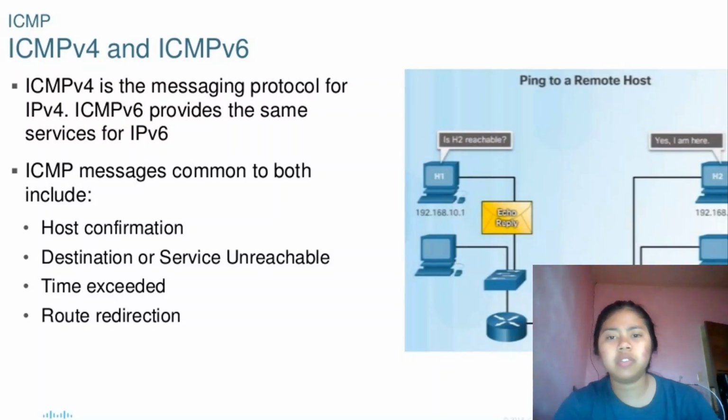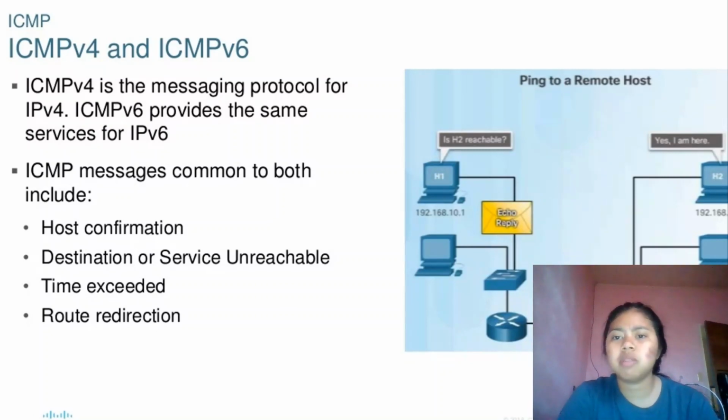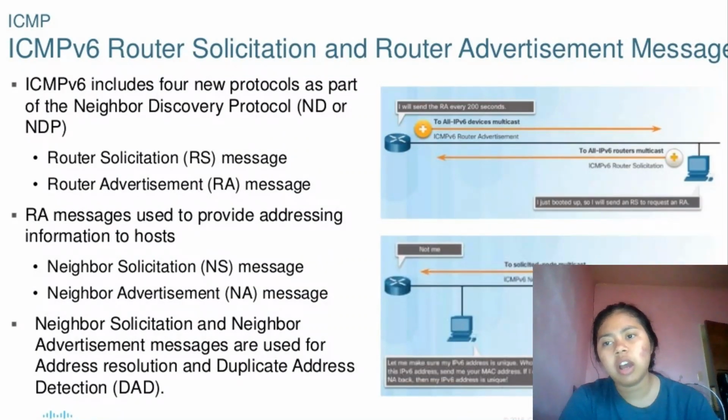Connectivity verification. ICMPv4 is the messaging protocol for IPv4, while ICMPv6 provides the same service for IPv6. ICMP messages common to both include host confirmation, destination or service unreachable, time exceeded, and route redirection. ICMPv6 router solicitation and router advertisement messages.